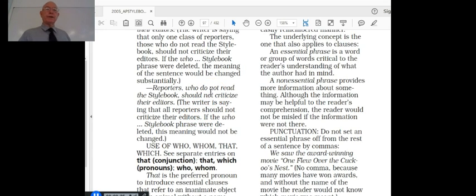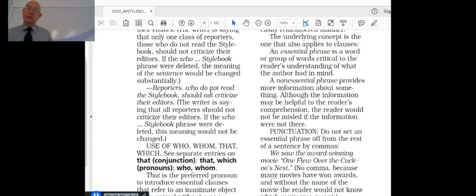So now this is parenthetical information. What I refer to as parenthetical information is non-essential. So they're just mentioning that most reporters don't read the AP style book. And so it can be deleted because it doesn't change what this sentence is attempting to say, which is reporters should not criticize their editors.